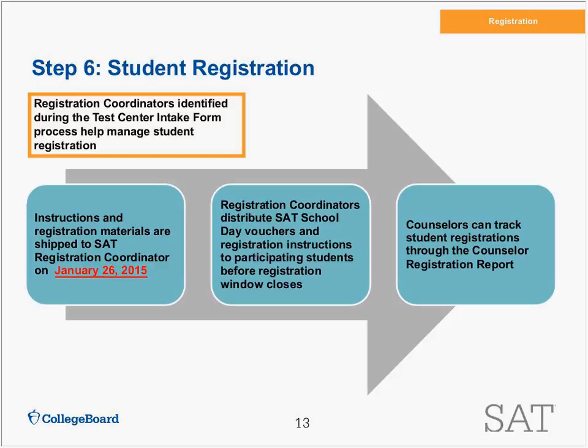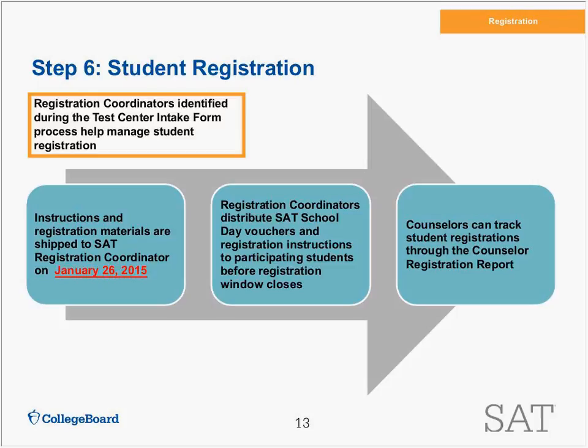As I mentioned, just important dates to know. Like I said, the registration materials will be shipped January 26th. They're going to come to your school via UPS. Delivery may vary slightly depending on geographical location, but please keep an eye out during that week for your registration materials.